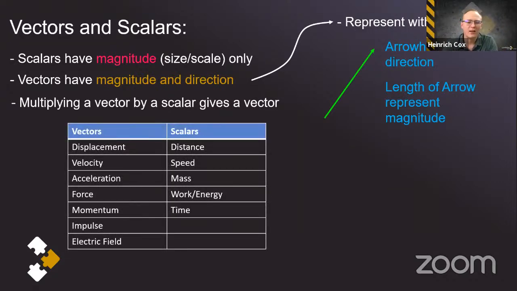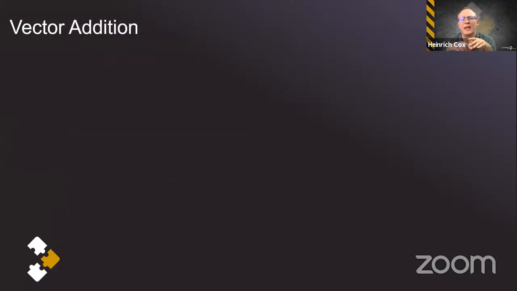Then we can look at just a list of vectors and scalars. So vectors are things like displacement, velocity, acceleration, force, momentum, impulse, and even electric field. Whereas scalars are things like distance, speed, mass, work or energy, and time. So what's super interesting here is that we're going to focus mainly on force, since this is a forces and Newton's laws webinar. So if we have vectors, what's your vector, Victor?